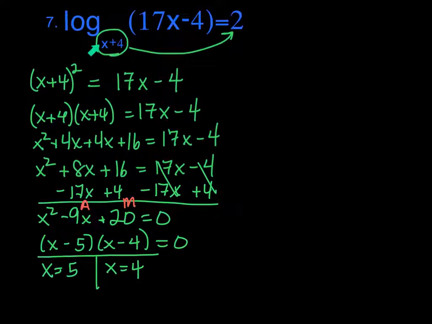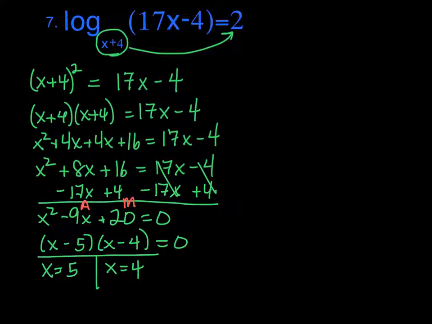The other place that you really need to check it is over here in the 17x minus 4. So that also has to be greater than 0 in order for these answers down here to work. So I'm going to take this 5, and if I plug a 5 in here, I can do 17 times 5. Okay, and when I subtract 4, that's definitely greater than 0, so we're fine. I'm going to do the same thing with x equals 4. Okay, so if I plug in 4 here, 17 times 4 is certainly large enough that when I subtract 4 from it, I'm going to get something greater than 0.